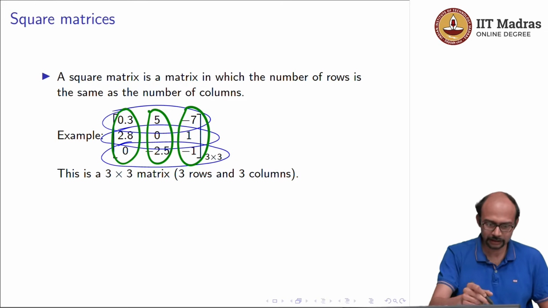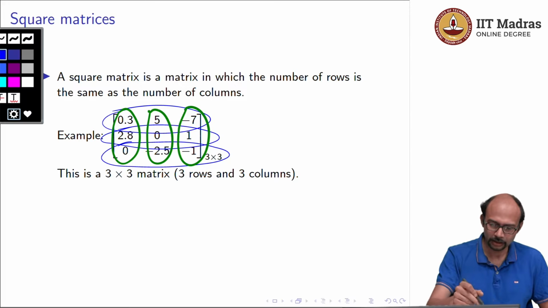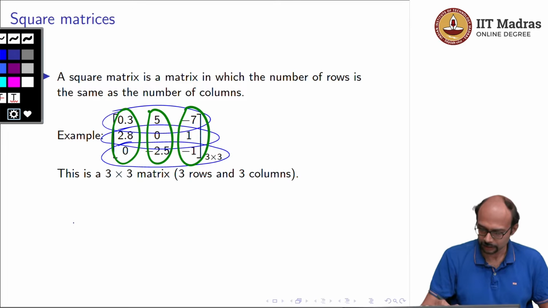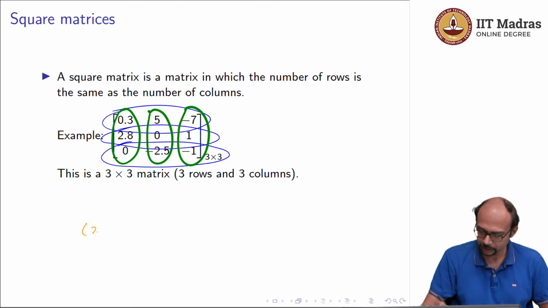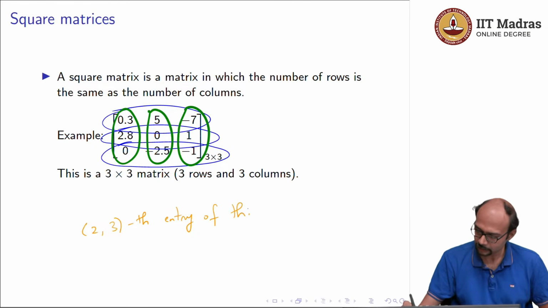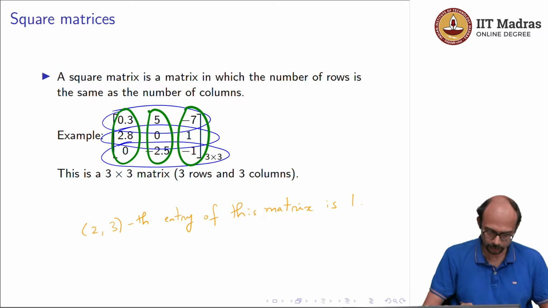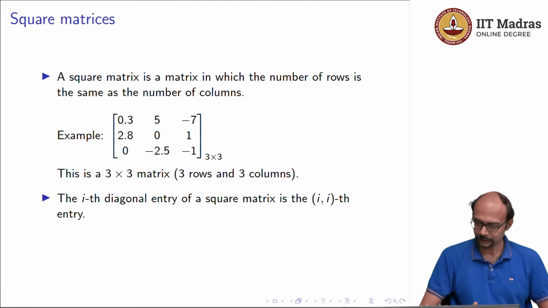So again, just as a test, if you want to ask what is the 2/3 entry of this matrix, so you look at the second row and the third column, so that's 1. Okay, so I hope you're comfortable with the notations.